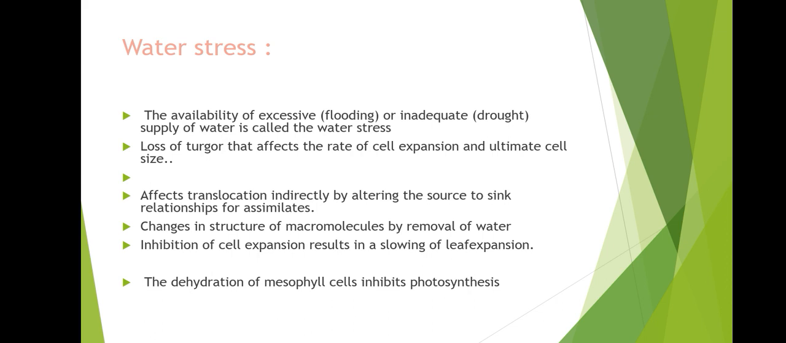Another important one, water stress. The availability of excessive or inadequate supply of water is called water stress. Loss of turgor affects the rate of cell expansion and ultimate cell size, and affects translocation indirectly by altering the source to sink relationships for assimilates. There are changes in the structure of macromolecules by removal of water. Inhibition of cell expansion results in slowing of leaf expansion. Then the dehydration of mesophyll cells inhibits photosynthesis.